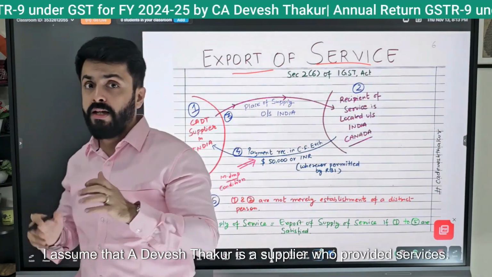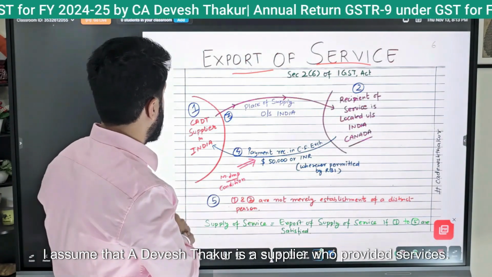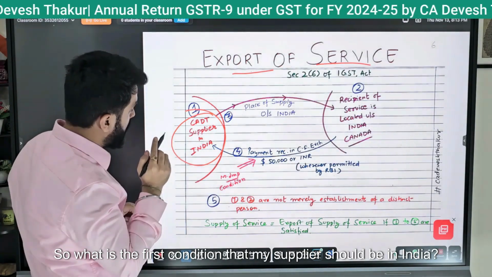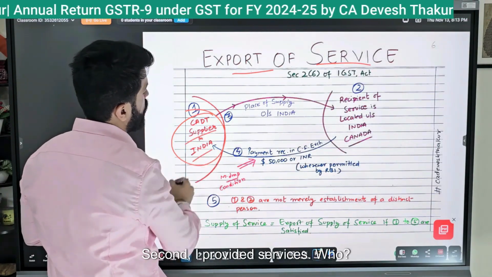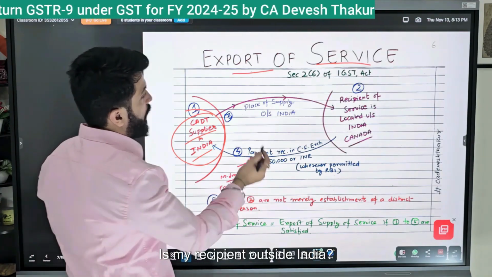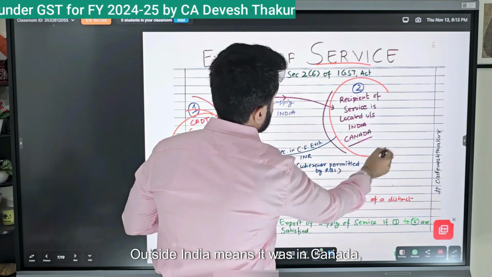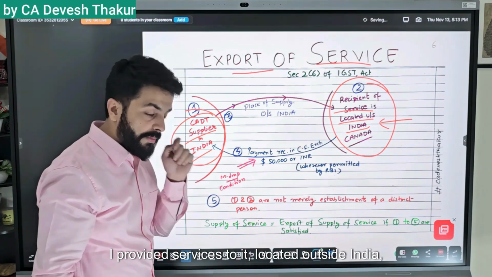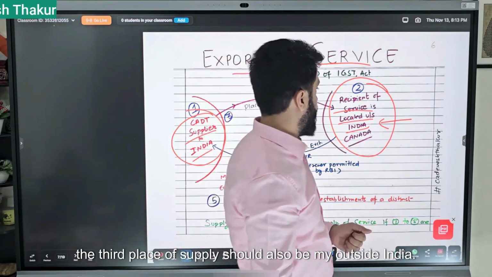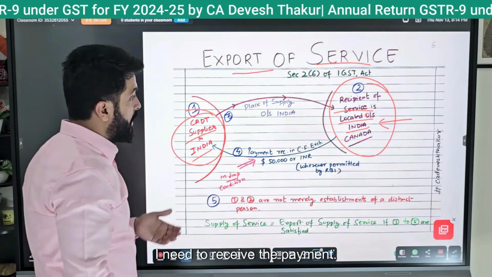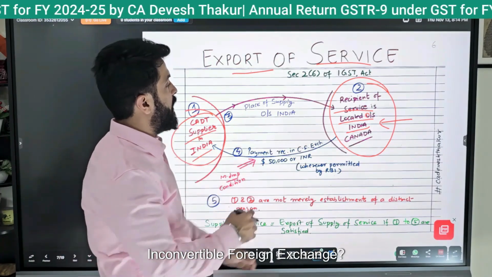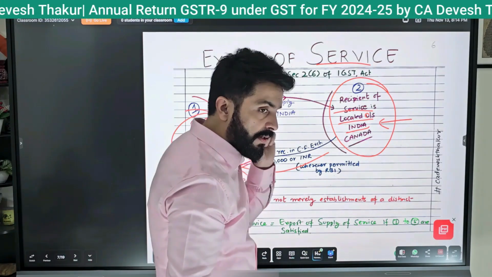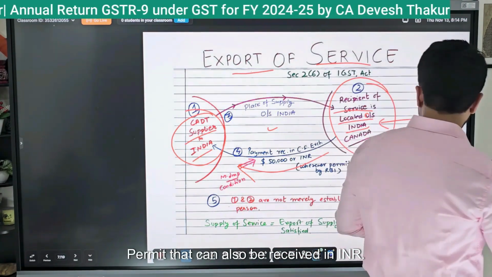I assume that Devesh Thakur is a supplier who provided services. So what is the first condition? That my supplier should be in India. Second, I provided services. Who is my recipient? Outside India, for example in Canada. I provided services to it, located outside India. Third, the place of supply should also be outside India. Fourth, I need to receive the payment in convertible foreign exchange. I receive money in dollars, but sometimes RBI permits that it can also be received in INR.